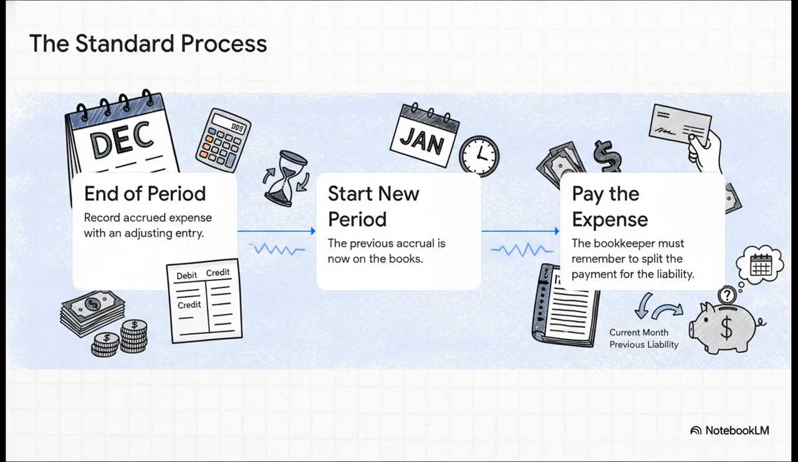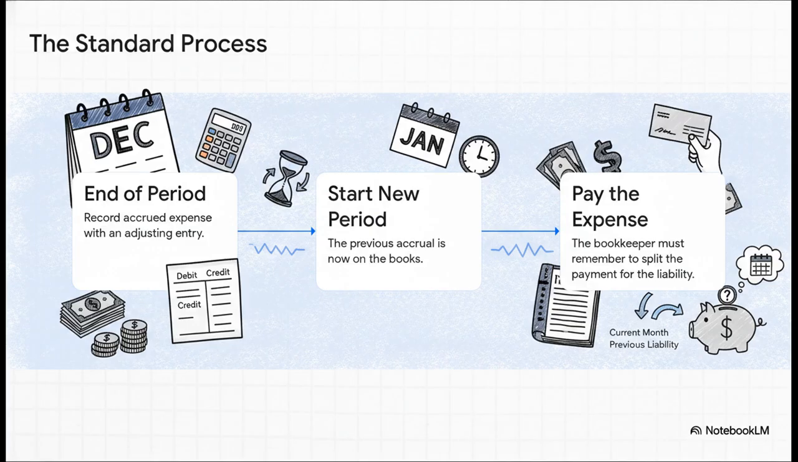Okay, so let's walk through this the standard way without any shortcuts. It's the end of December. Your accountant does their job perfectly. They make that adjusting entry: debit wage expense, credit wages payable. Great. The December income statement is accurate. Now we flip the calendar. It's January. That wages payable account is now sitting on the balance sheet. It's a debt we owe.